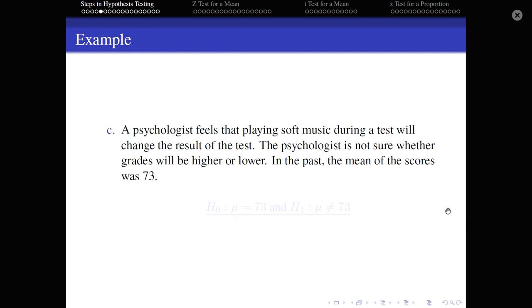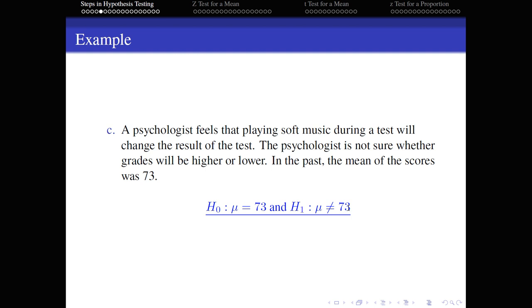All right, let's try one more. So we've got a psychologist, not sure if grades will be higher or lower, so we're not sure of the direction, but playing soft music during a test will change the result of the test. So the mean score is 73. This is the default value. This is my null. And then because I don't know if it's going to be higher or lower, I'm going to write it with a not equal to, because it could be higher, it could be lower. I'm just expecting it to change.